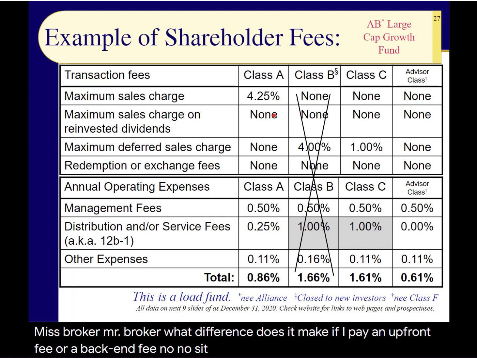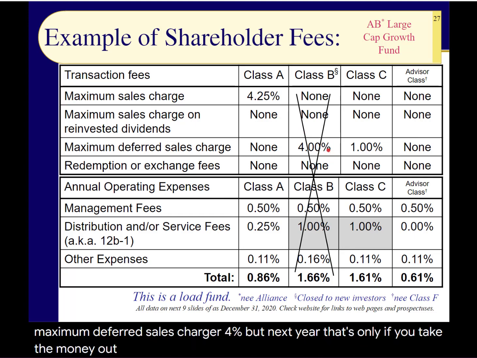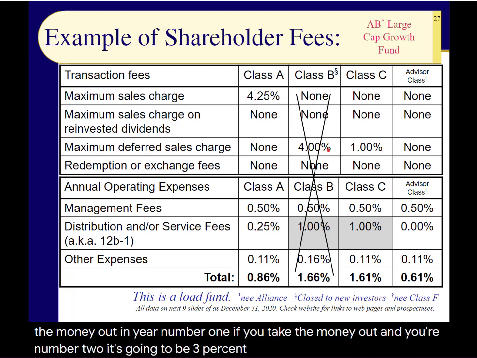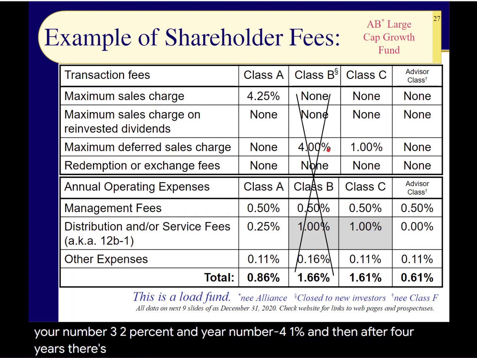No, sit down, relax. Let's explain. There's a maximum deferred sales charge of 4%. But that's only if you take the money out in year number 1. If you take the money out in year number 2, it's going to be 3%. If you take the money out in year number 3, 2%. In year number 4, 1%. And then after 4 years, there's no back-end fee. It's a contingent deferred sales charge.